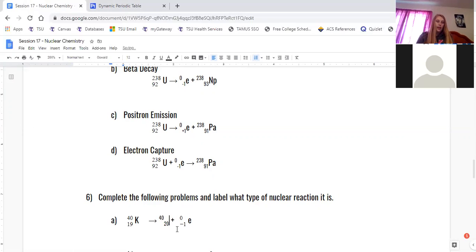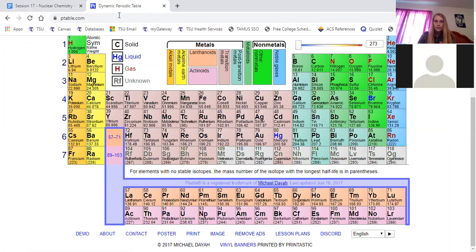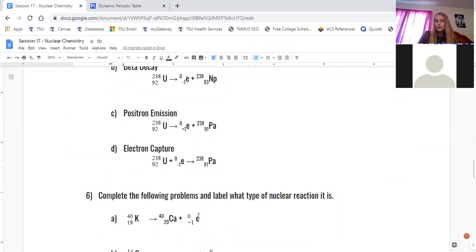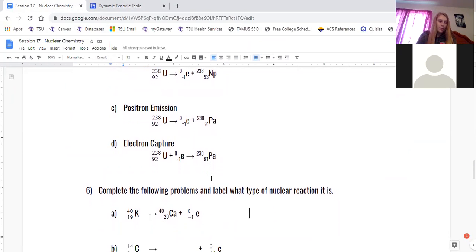40 over 20. And so what element is that going to be? Perfect. Calcium. So we got our calcium there. And what type of nuclear reaction is this that we're looking at? So we see that what we have here is on the right side. And so that means it's going to be an emission. And so, yep, put beta.